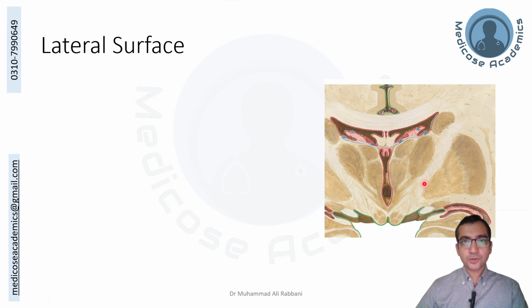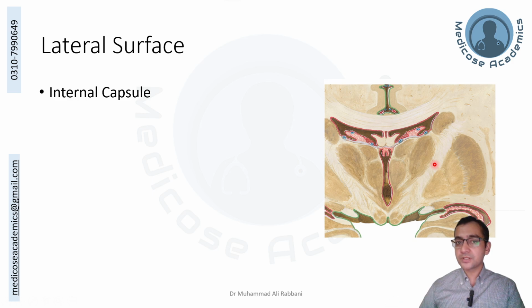Lateral surface, as we saw here, is made up of internal capsule. The lateral surface, or lateral wall, or lateral bounds, are by internal capsule. Beyond it, it's a part of telencephalon. To be more specific, lentiform nucleus. This caudate nucleus, this lentiform nucleus, these are part of telencephalon.